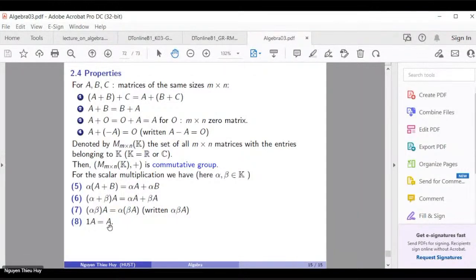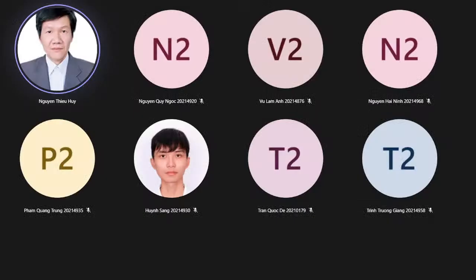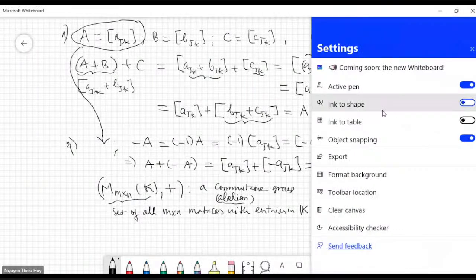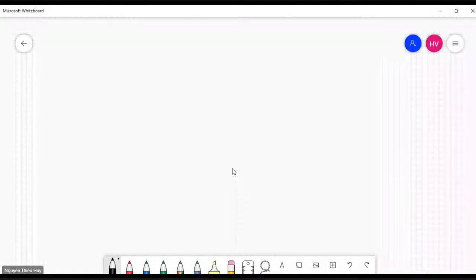So let's prove the first thing, the distributive property between the scalar multiplication and matrix addition. Let me return to the whiteboard and show you the proof of the first property. The other properties are just as easy as the first. Good, so this is property 5.